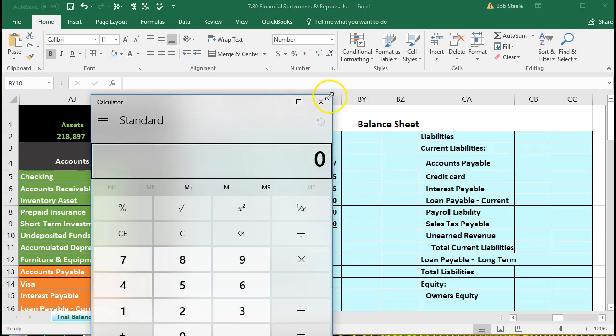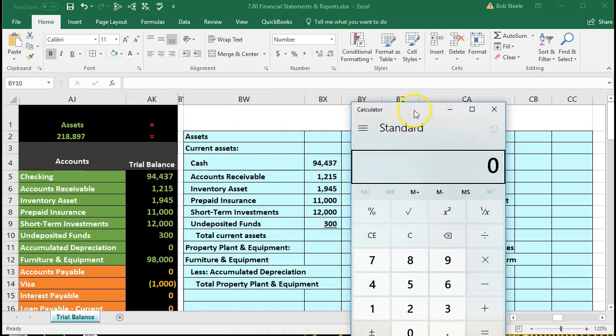Now, of course, we could do this if we did this with a calculator. We would just add up this column, 94,437 plus 1,215 plus 1,945 plus 11,000 plus 12,000 plus 300. Let's see if I did that right.